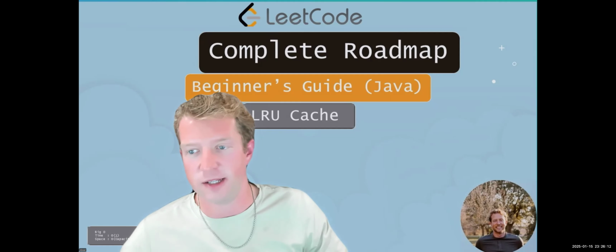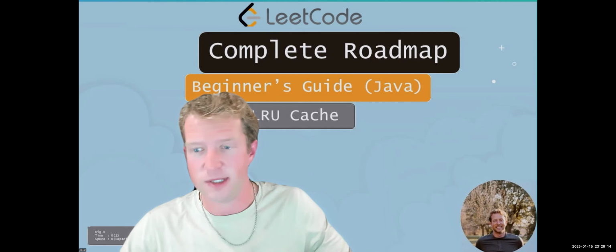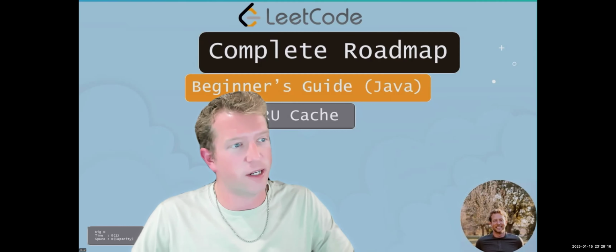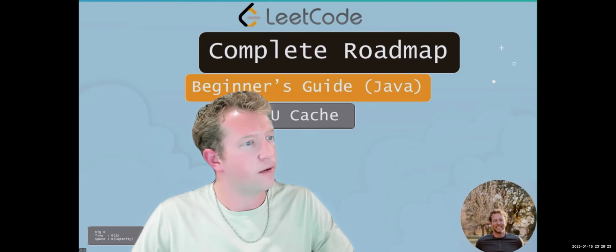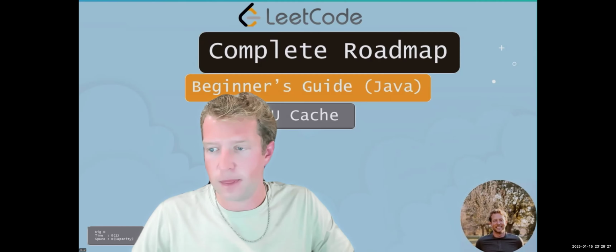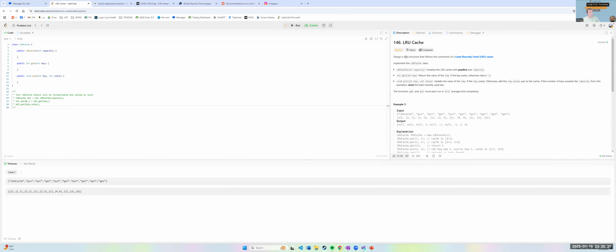Today, we're going to be working on the LRU cache problem. This is a medium problem on LeetCode, number 146. So let's get started. Here's the problem description. You can take your time to read it. Basically, we're going to be implementing an LRU cache, least recently used.